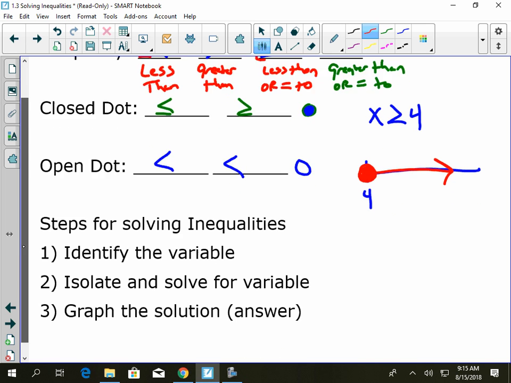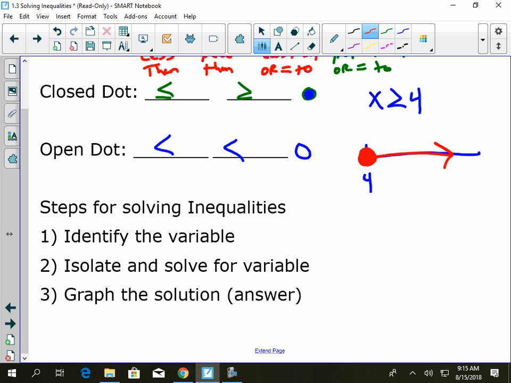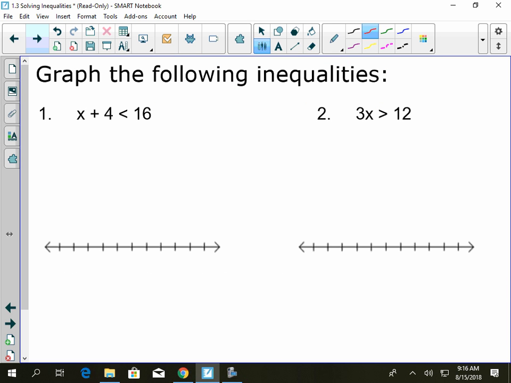All right. You identify the variable, you isolate and solve, then you graph the solution. That's easy. Graph the following inequalities. Now this, number 1, is not simplified yet. The x has to be by itself. What do I have to do to get the x by itself? Subtract 4, right? Now, I don't want to write this out every single time. It's a simple one. The 4's cancel. X is less than 12, correct?